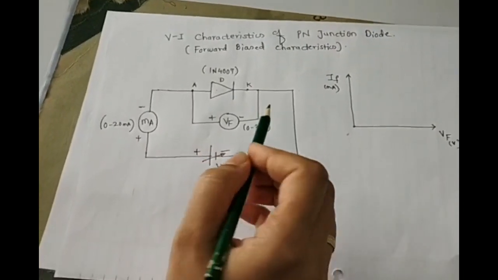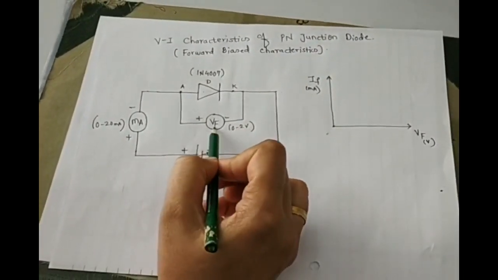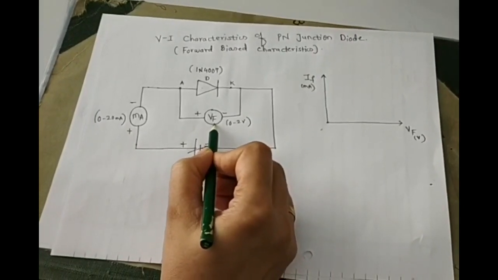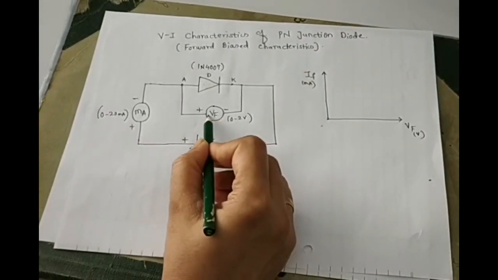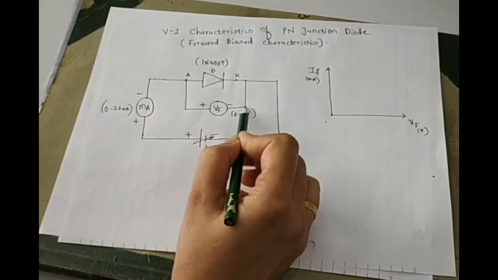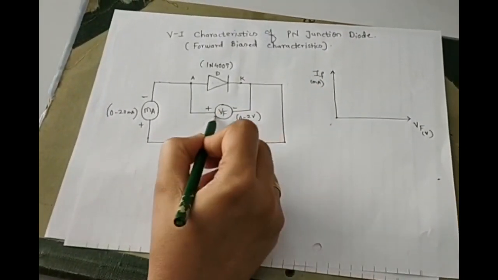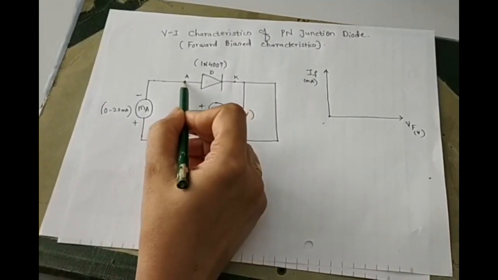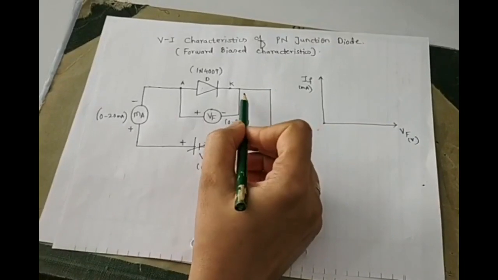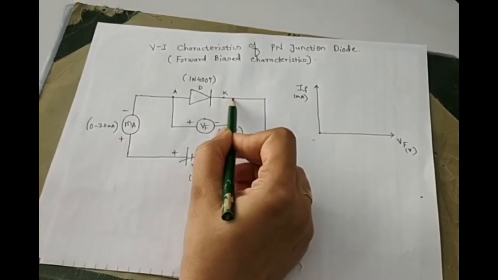Now, across the diode, we have connected a voltmeter. This voltmeter is going to measure the forward voltage across the diode. That means it is connected in parallel. The positive terminal of the voltmeter is connected to the anode, and the negative terminal of the voltmeter is connected to the cathode.